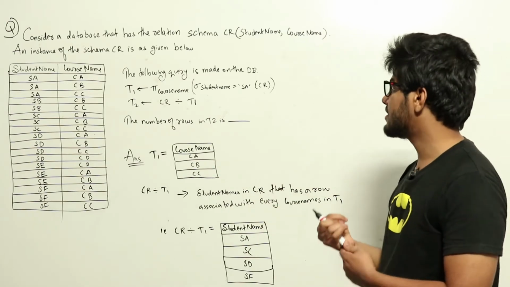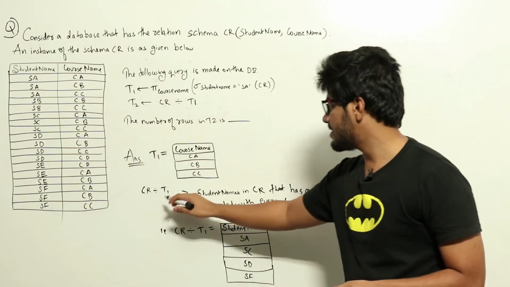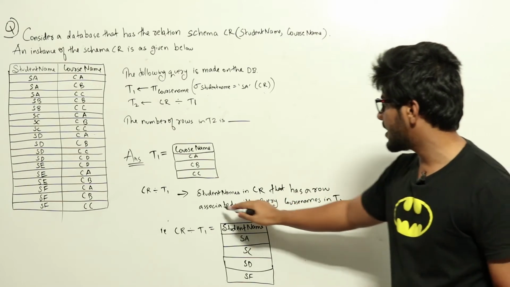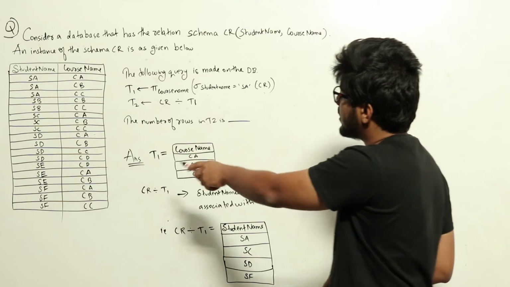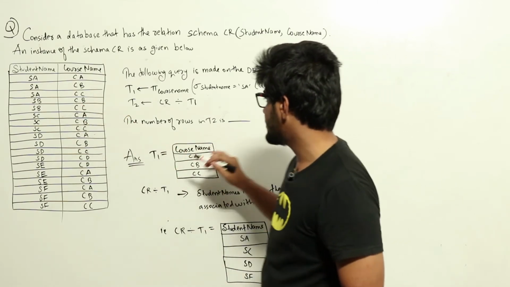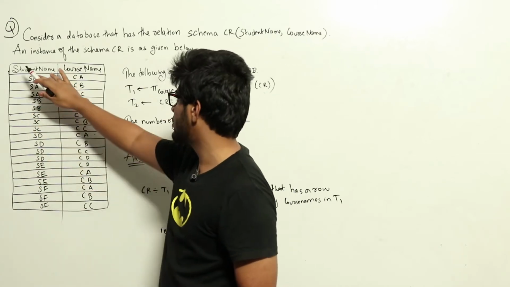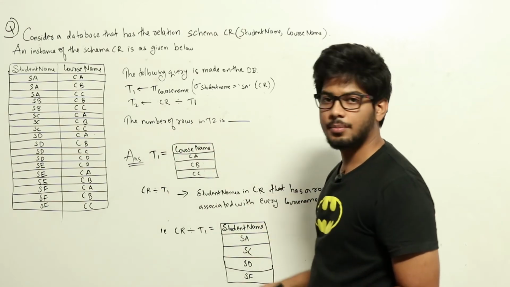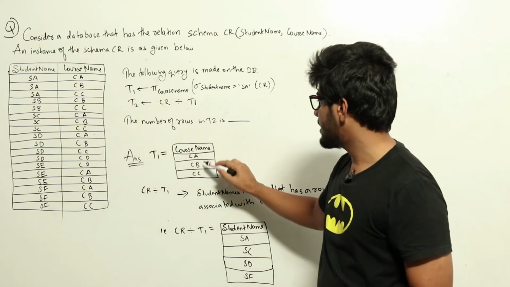So database division, here CR is divided with T1, which means that CR divided by T1 would mean all the student names in CR that has a row associated with every course name in T1. So when we are doing that, table divided by this table has only this column course name. So when we are dividing this by this, it will mean all the student names which has a row associated with each of the rows in this table, meaning each student name that's associated with all CA, CB and CC.